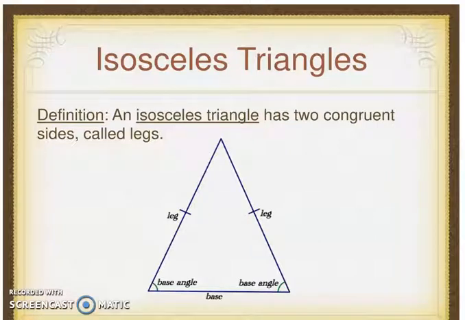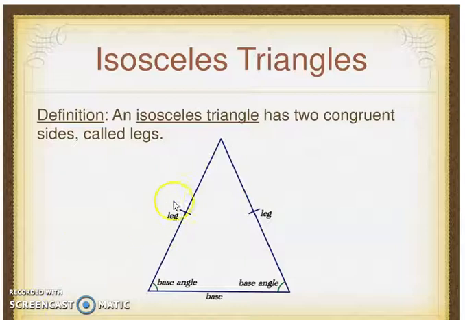Good morning. Today we're going to look at isosceles and equilateral triangles. We're going to start with the isosceles triangle quickly. We know from the definition that an isosceles triangle has two congruent sides. We call those legs. So here's a leg and here's a leg. Let's take a look and see what happens with that.